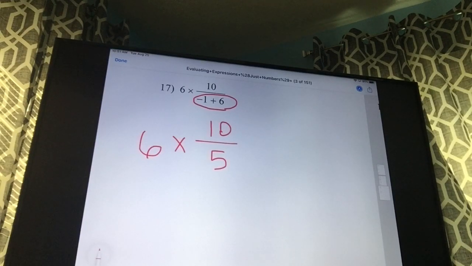Okay? So now we need to keep working with that fraction. 10 over 5 is really 10 divided by 5, which is 2, and we still got that 6. And so now it's just 6 times 2, which is 12.